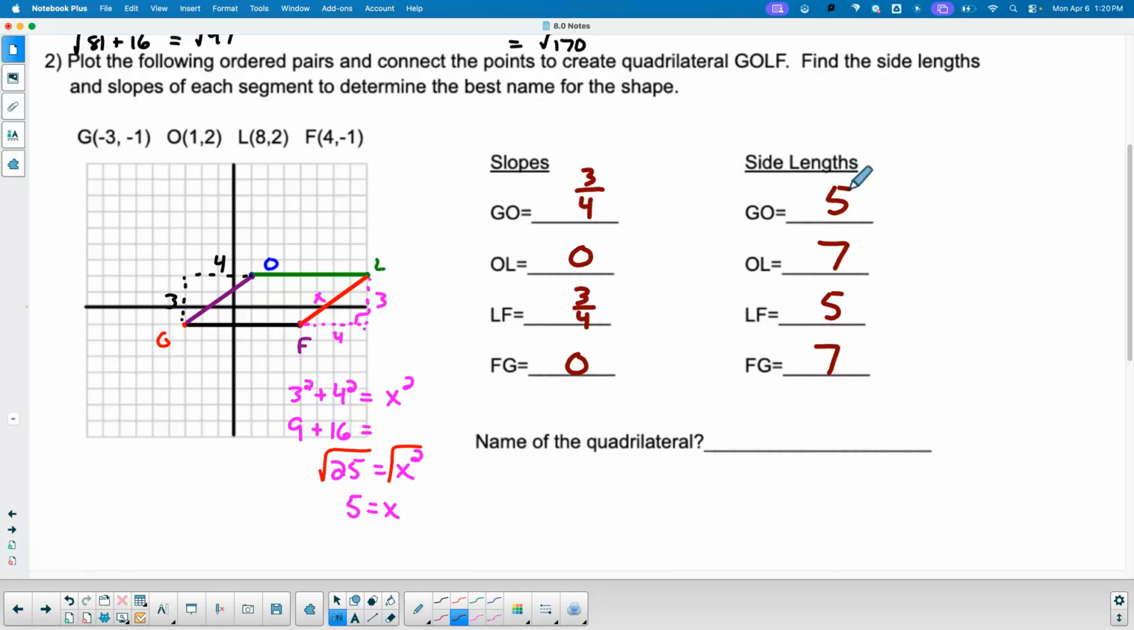So we've got opposite sides that are parallel. We've got opposite sides that are congruent. So is it a parallelogram? Yep. So now we can call it a parallelogram. Okay. Love it.